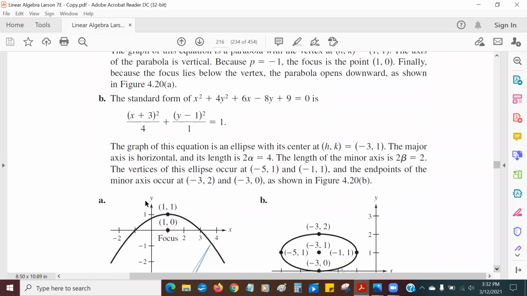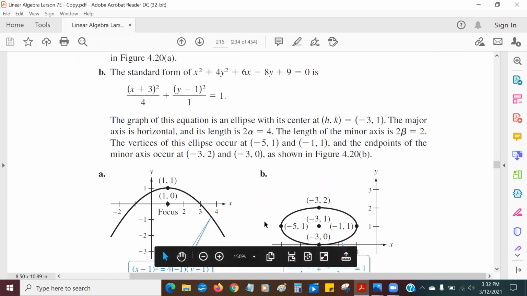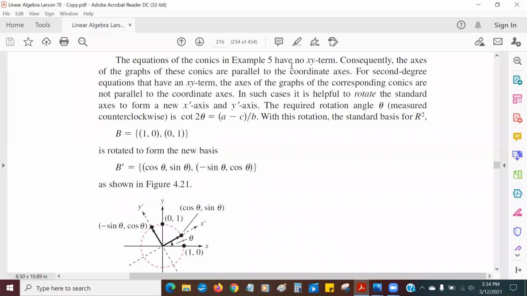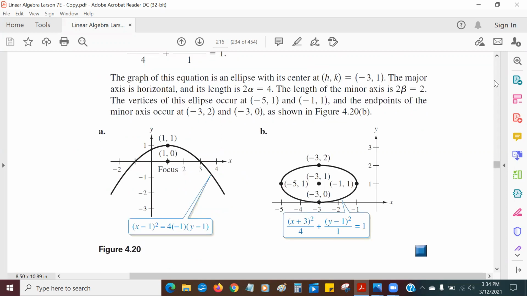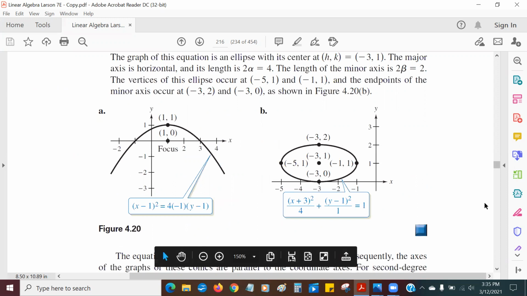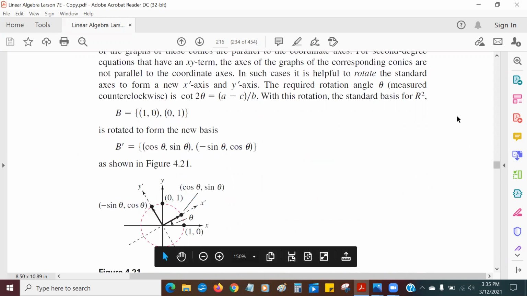Anyway, here's the parabola we were just graphing, and here's the ellipse we were just graphing. These examples I just gave a minute ago had no xy term in the equations, and that's why again the axes were parallel to the xy axes.